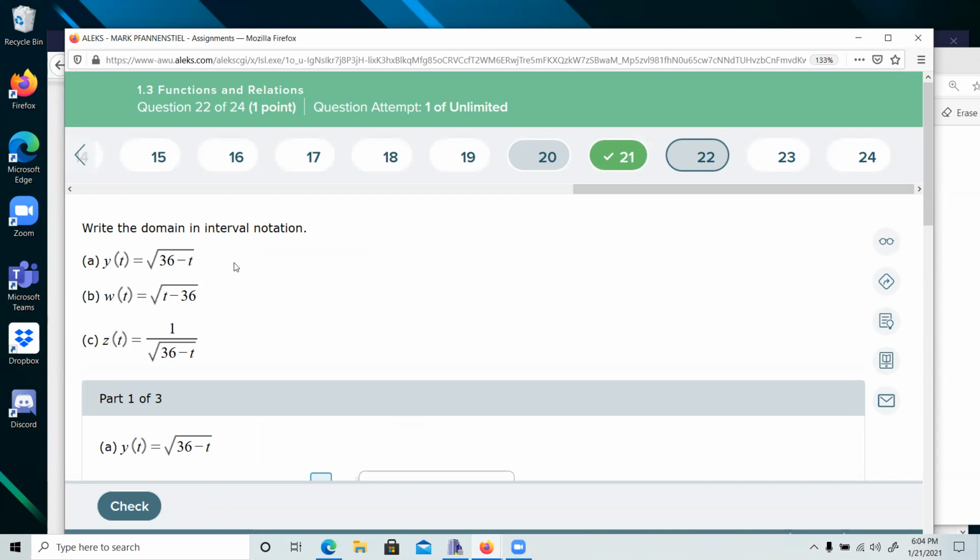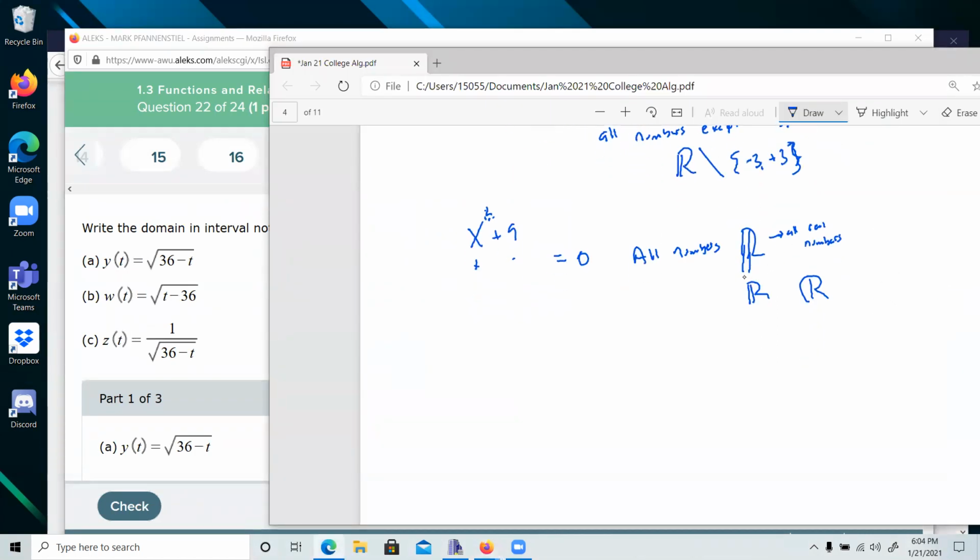All right, so this thing, oh, this is a good one. Actually, this is a really good problem. Okay, so we have y of t is equal to the square root of 36 minus t. So with these, this has to be greater than or equal to 0. Technically you would want to set it up like this. All right, you might be a little intimidated by this symbol. So here's another way to do this.